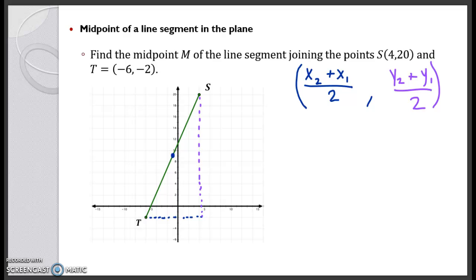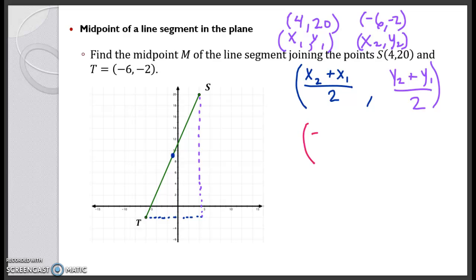Okay, so how do we do this? Well, let's let the point (4, 20) represent x1 and y1. And then the point (-6, -2) is going to represent our second point, x2, y2. Okay, so now let's just go ahead and plug these values into our equation.